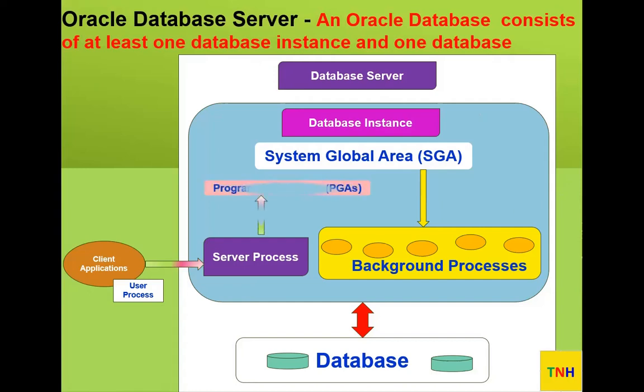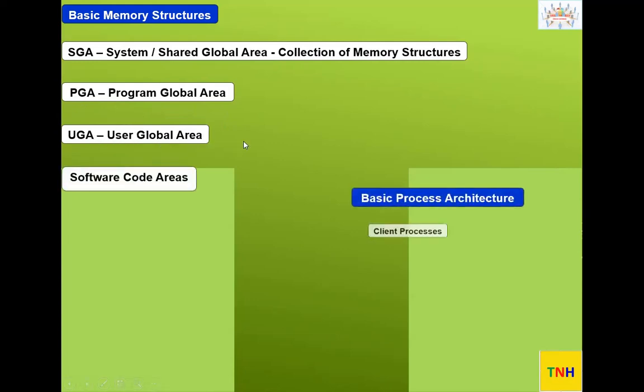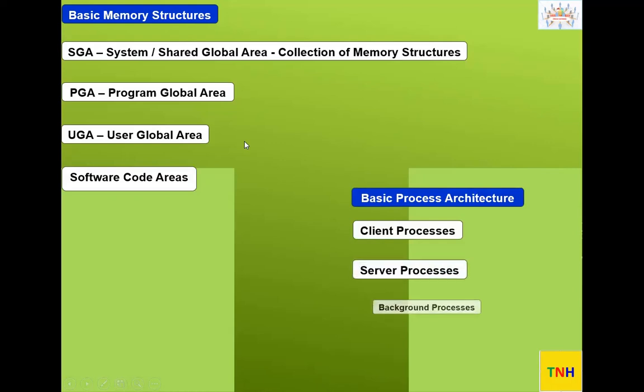Now, the program global area, PGA. I will come back and explain it later. We just try to get familiar with the basic stuff. When it comes to the basic memory structure, I just mentioned the system global area, SGA. We have the program global area and user global area as well. But I'm not going to explain those things in more detail now.